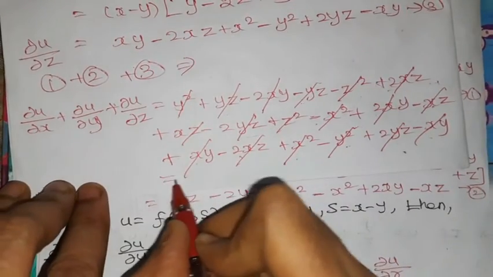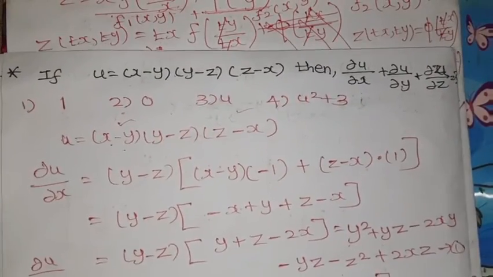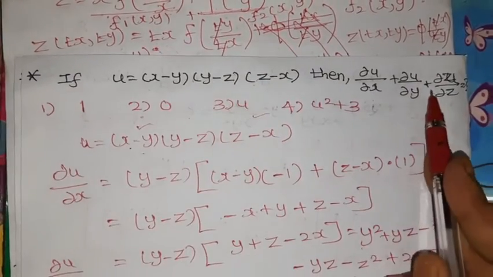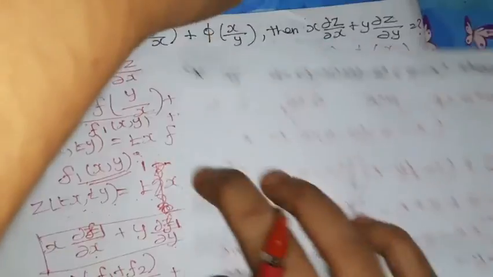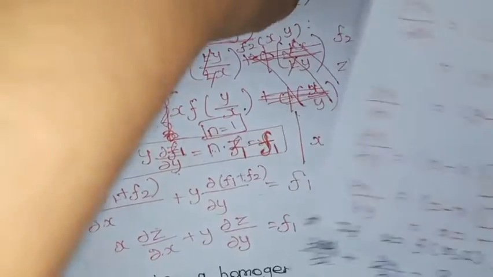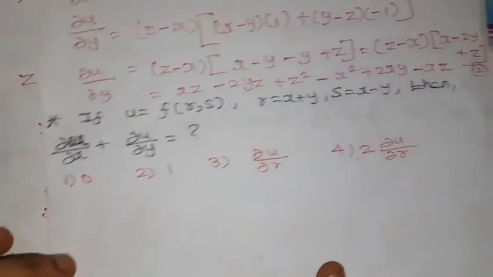So what is the answer? 0. So for this question, dou u by dou x plus dou u by dou y plus dou u by dou z is nothing but 0. Option 2, 0 is the right option for this problem. Okay, we'll move on to the next one.